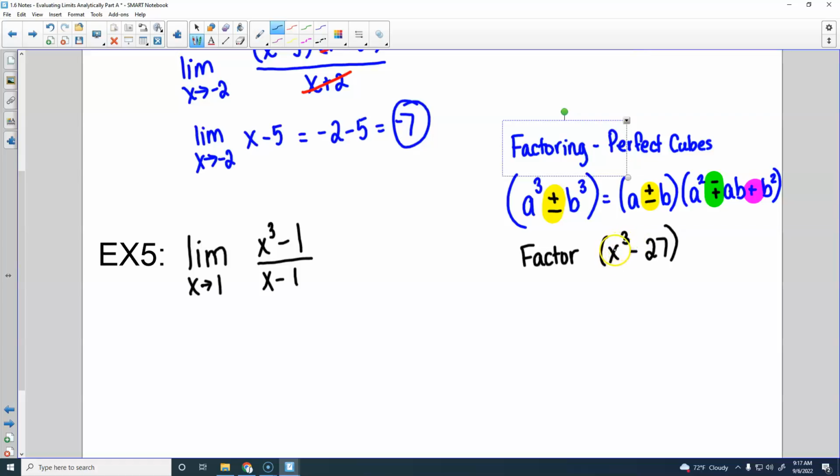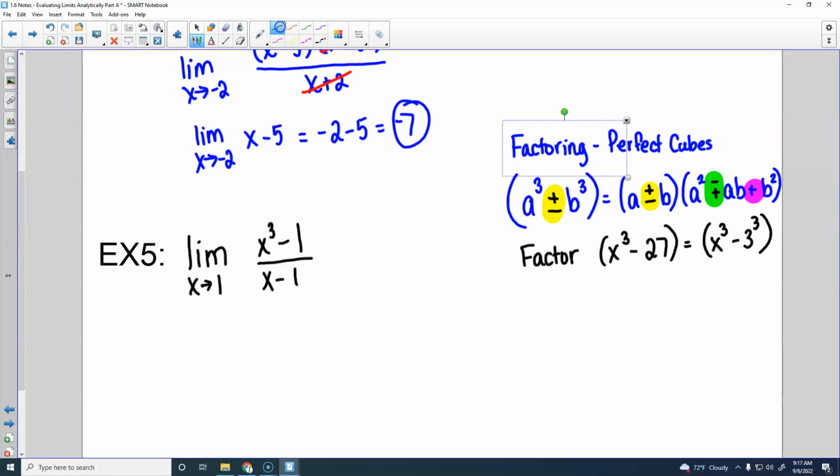So x cubed is a perfect cube. If we took the cube root of it, we would just get x. 27 is also a perfect cube. What is the cube root of 27? 3. Right. So let's think of it this way. It's x cubed minus 3 cubed. Right? That's equivalent if we write it that way.